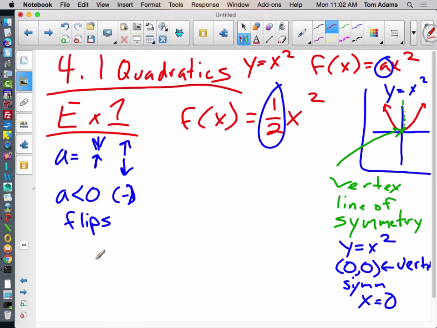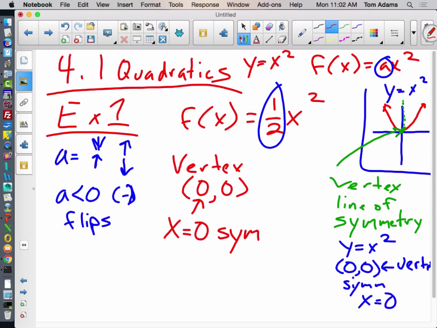So what we're going to do is say for this function, we would say that the vertex for this function is going to be 0, 0. This x value is always x equals 0, or that's the line of symmetry. Okay? Any questions on that? All right, so we know what A does.